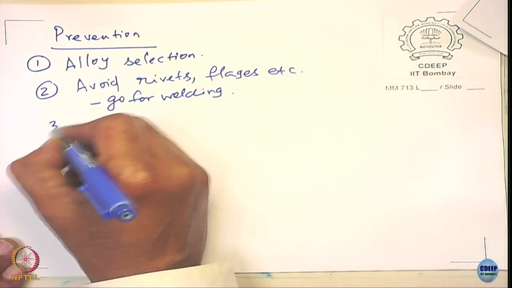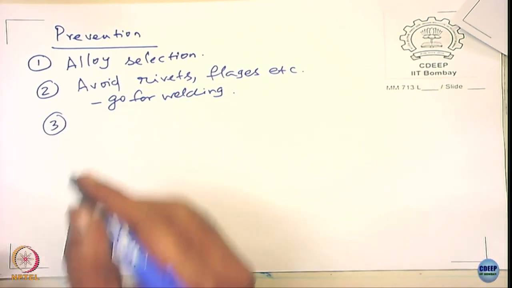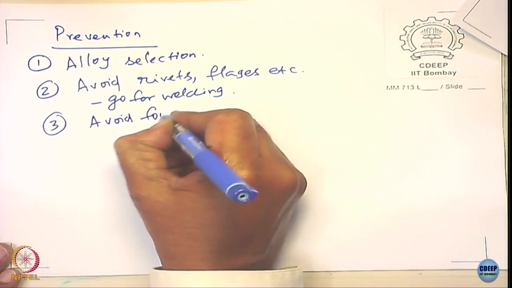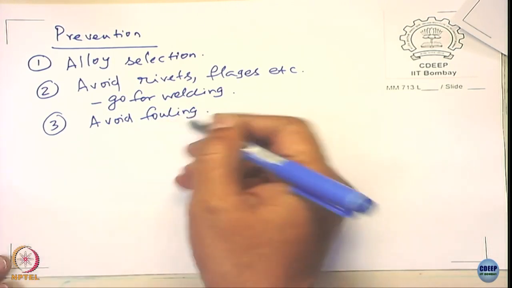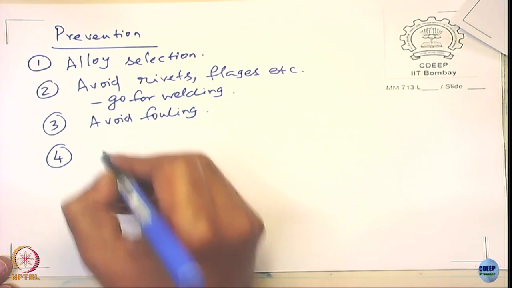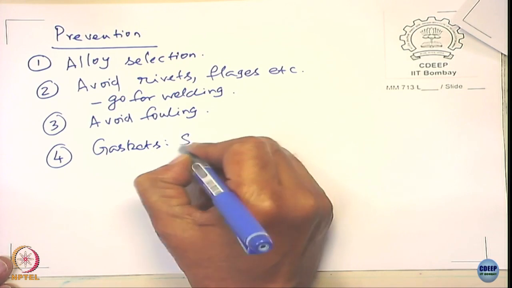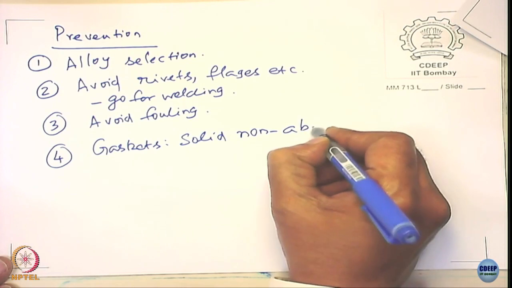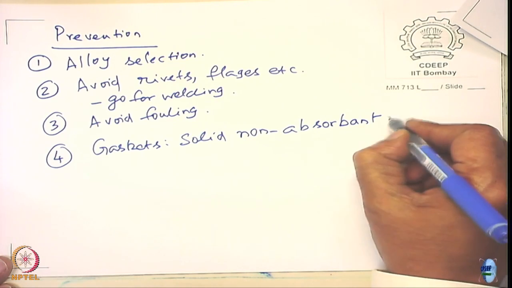What else forms crevices? We said fouling, right? So, avoid fouling. Use filters. And if you are going to use mechanical joints, then you are going to use gaskets. It must be solid, non-absorbent gaskets.